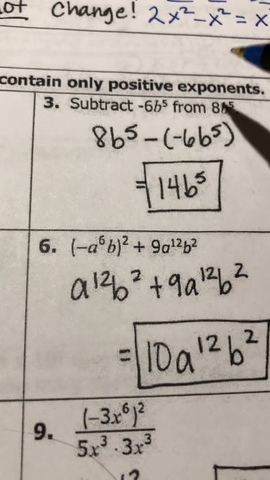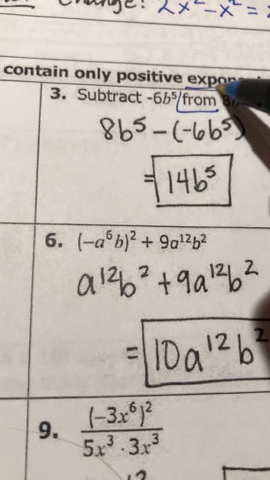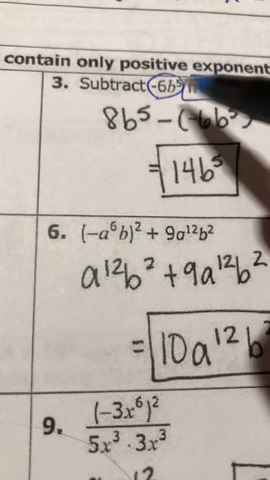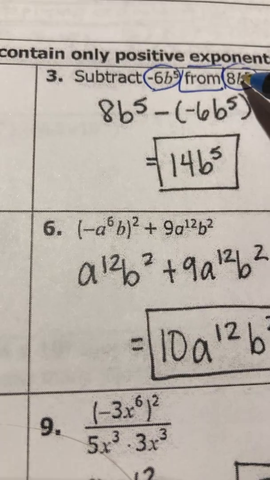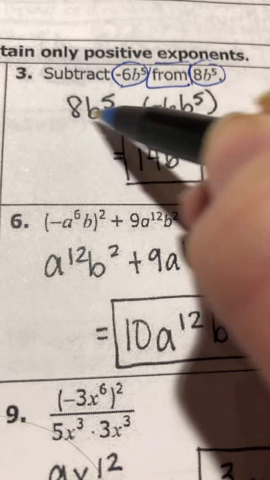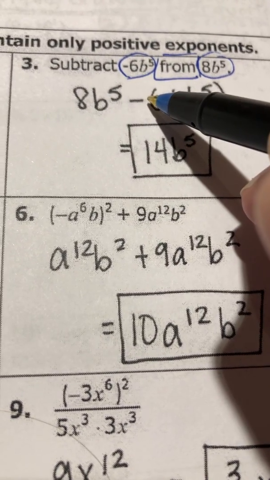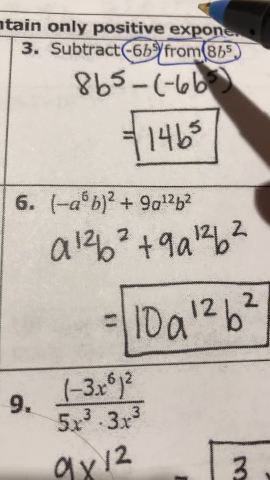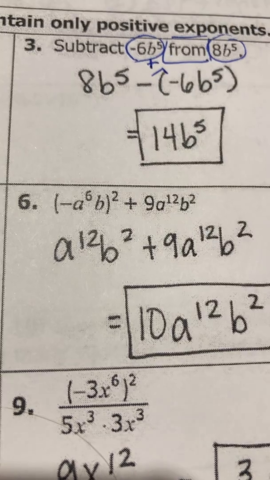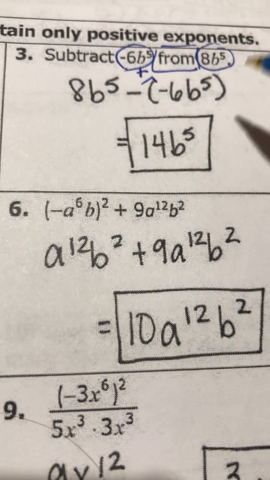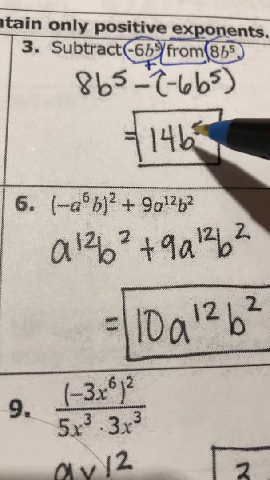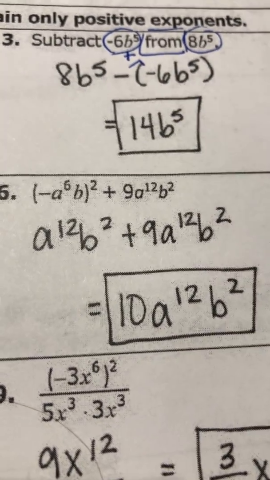Over here, I'm subtracting, and again, here's this thing, right? I'm subtracting this term from this term. This is what has to go first. So I put that first, and I'm subtracting a negative, if you think about it, which means I'm going to add them. I'm going to end up with 14 because 8 plus 6. And I'm going to have the same term. So I could keep the b to the 5th power.